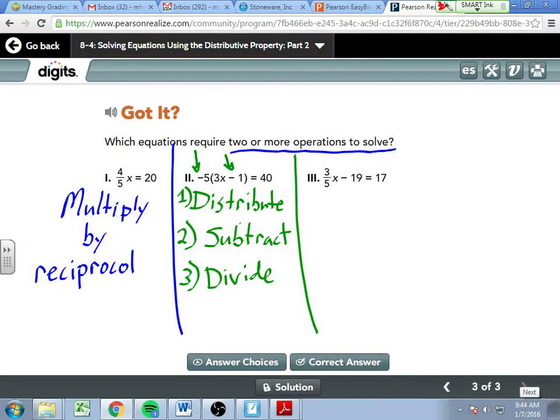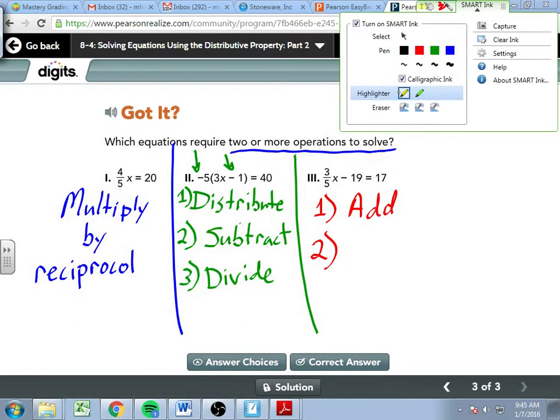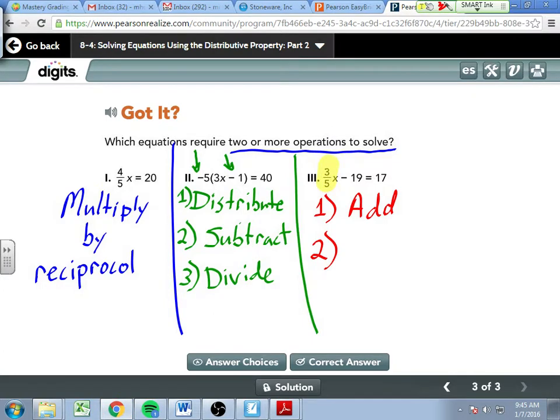My third one here. Katie, can you tell me what I would do first? Yes, ma'am. I would add the 19 to both sides. And the next thing I would do, what would be the... You would divide... Actually, because we see the fraction here, multiplied by what? The reciprocal.